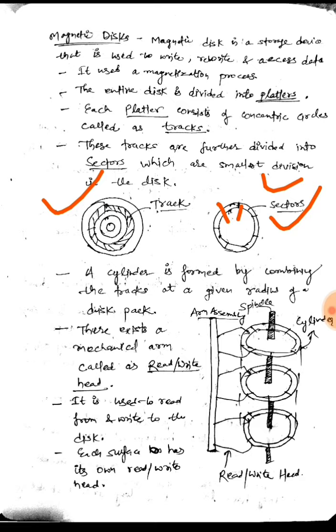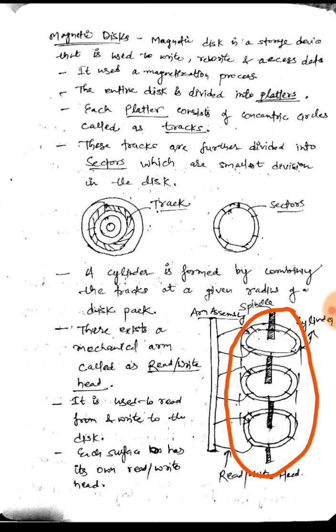A cylinder is formed by combining the tracks at a given radius. If I take a radius r in all the platters, that is, we are taking the tracks at radius r, then it will form a cylinder, as you can see in this picture. So a cylinder is formed by combining the tracks at a given radius of a disk pack.